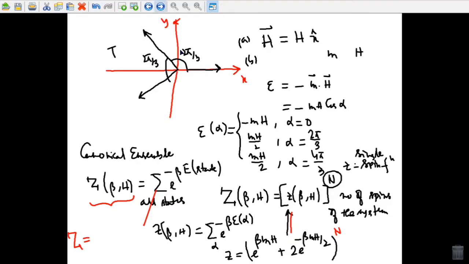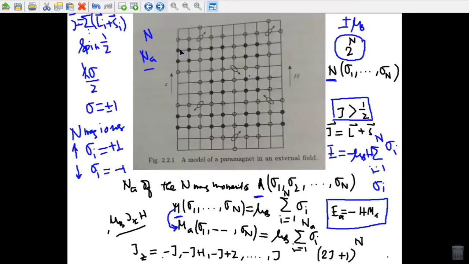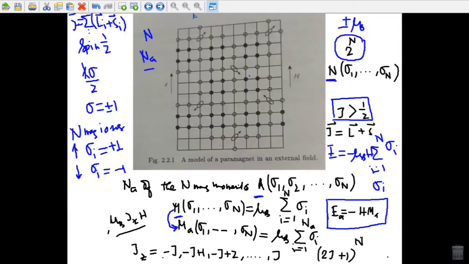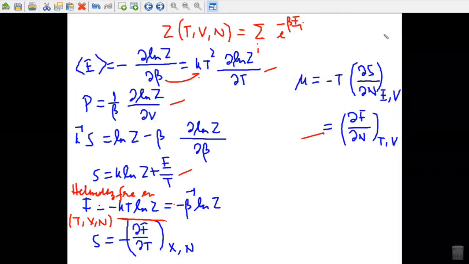From that we can calculate capital Z as this thing to the power N, right? This I have already mentioned. So we are discussing the canonical ensemble and related thermodynamics, and for the paramagnetic system we have calculated the partition function as well as the Helmholtz free energy.